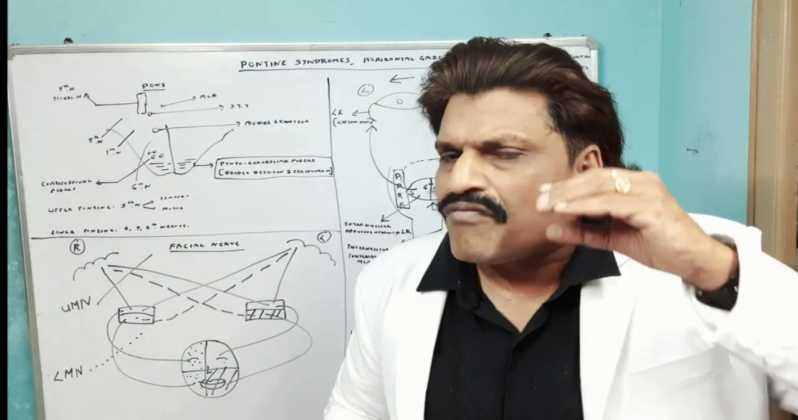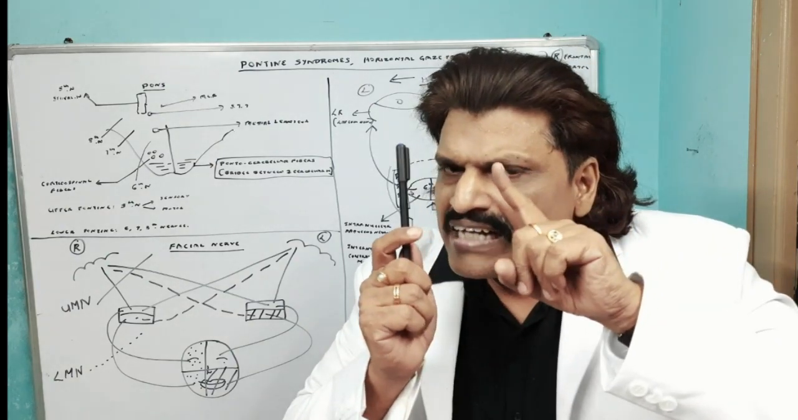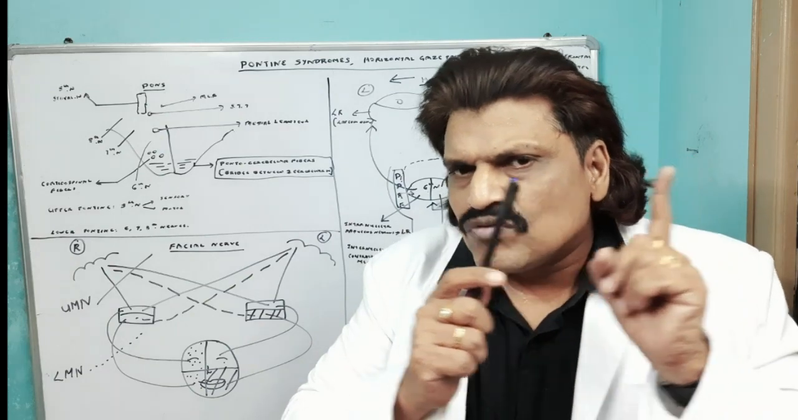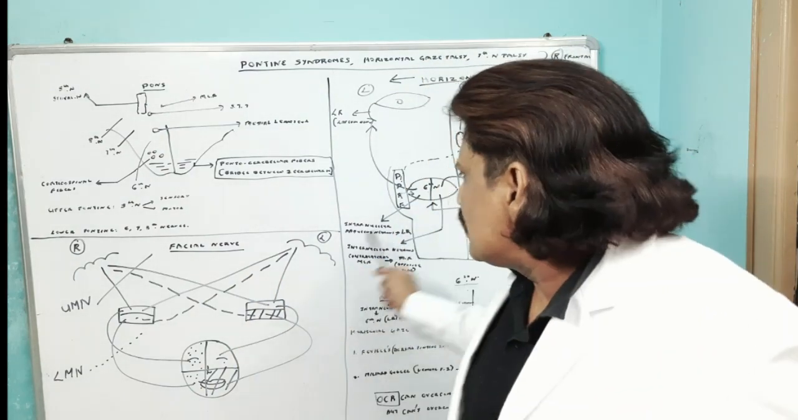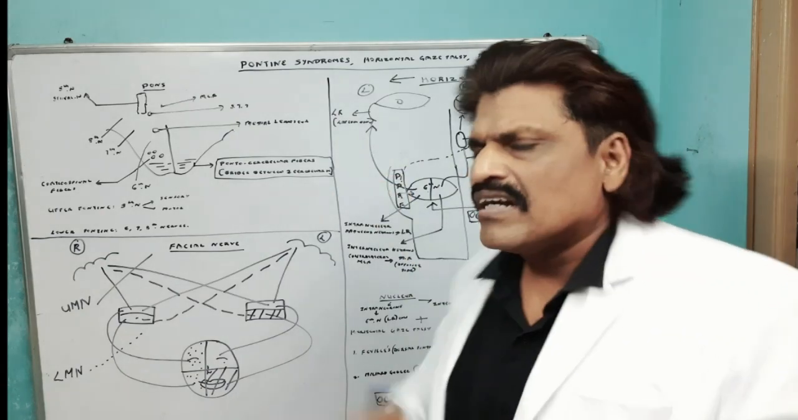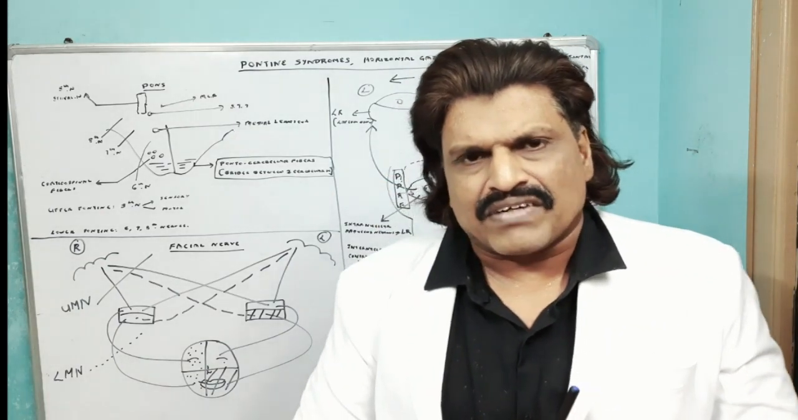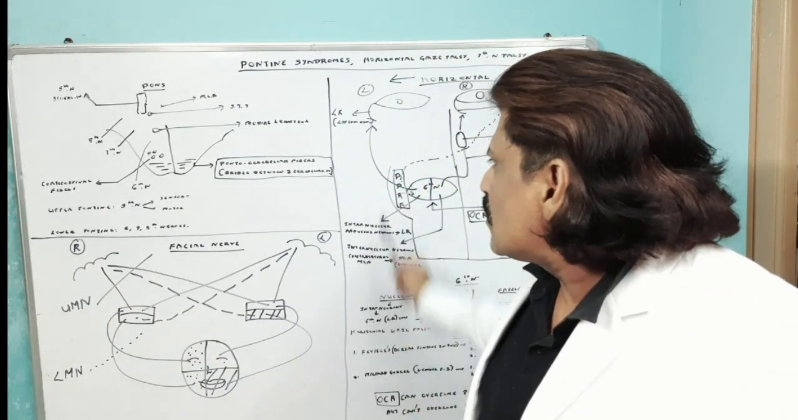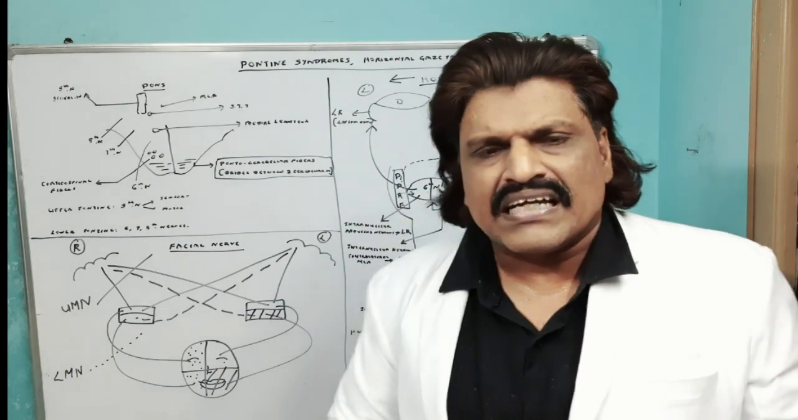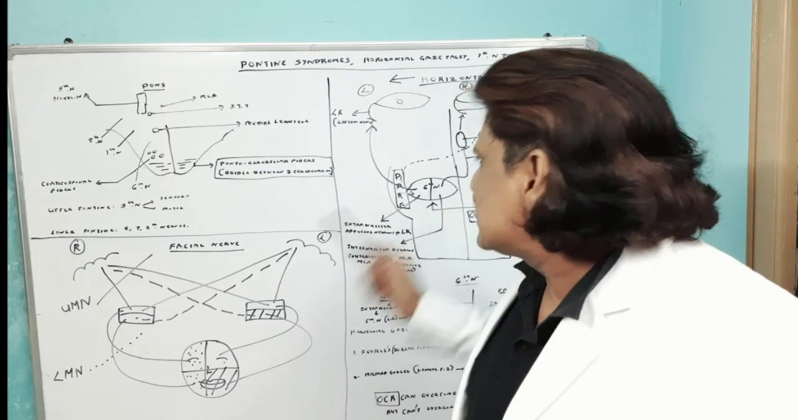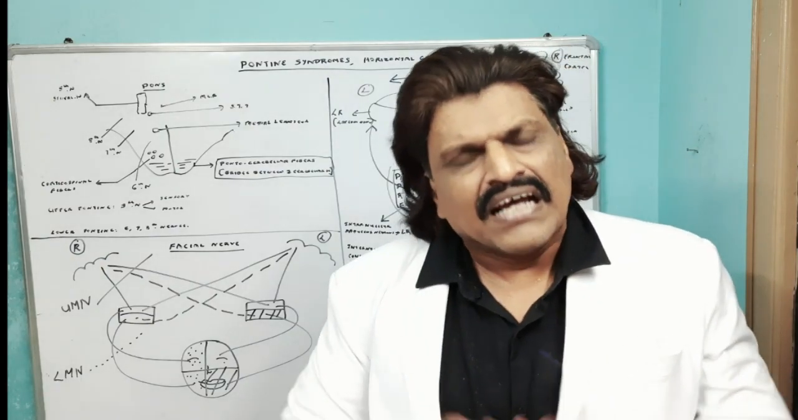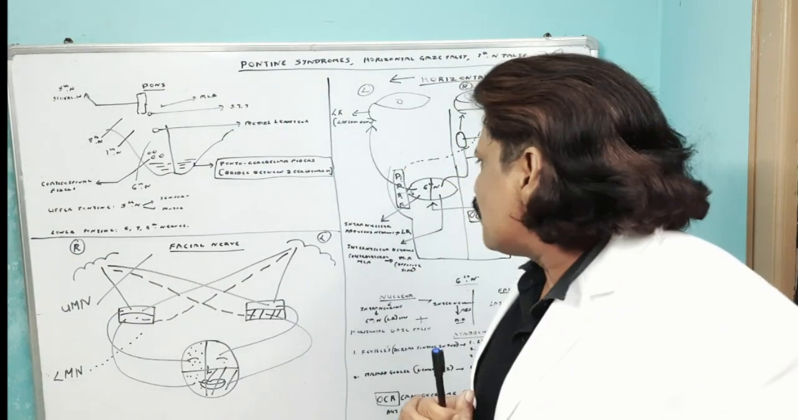So if PPRF on the left side gets affected, the eyes cannot move to the left side. The eyes will move towards the opposite side. Whereas if the sixth nerve fascicle gets affected, only the lateral rectus gets affected. So in Millard-Gubler syndrome, only the lateral rectus, the fascicle gets affected, whereas in Foville syndrome, the sixth nerve nucleus gets affected and therefore horizontal gaze gets affected.